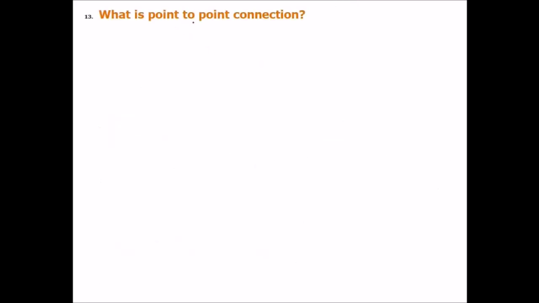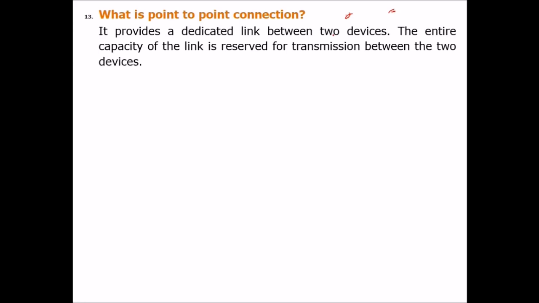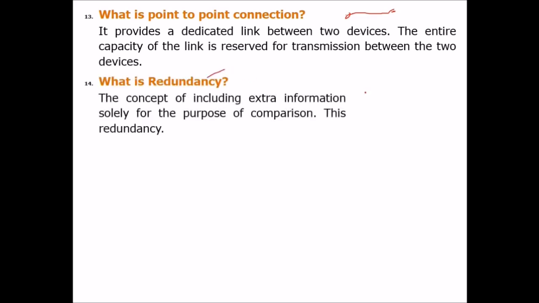Now, what is a point-to-point connection? One point, second point, point-to-point connection. It provides a dedicated link between two devices. The entire capacity of the link is reserved for transmission between those two devices only. What is redundancy? Redundancy is the concept of including extra information in the transmission solely for the purpose of comparison. This technique is called redundancy.